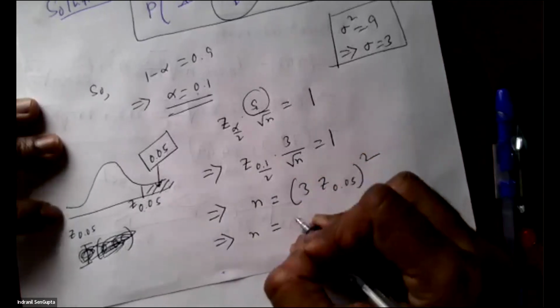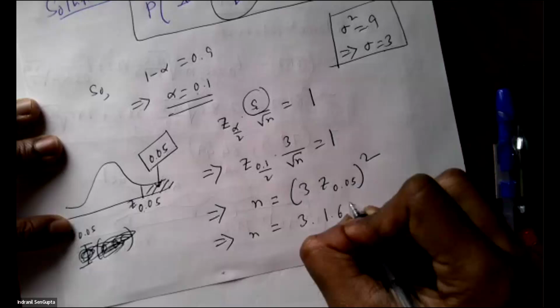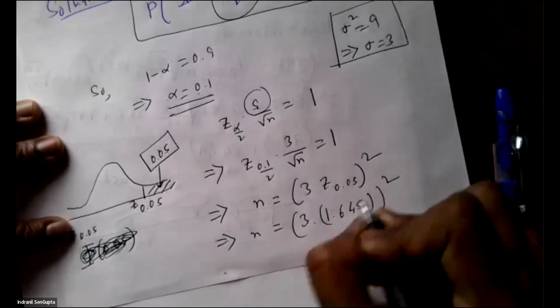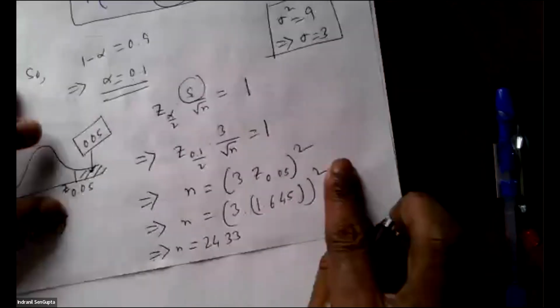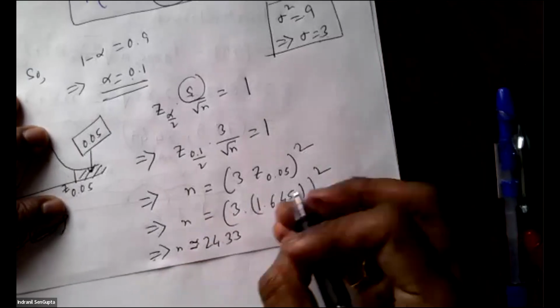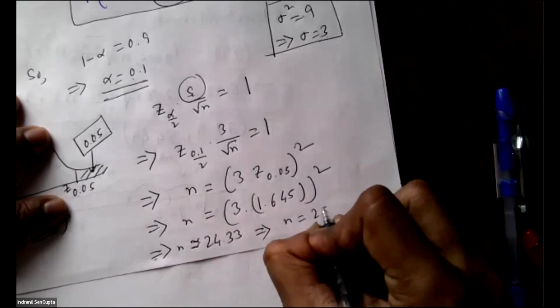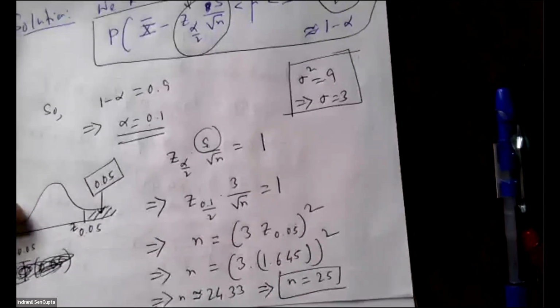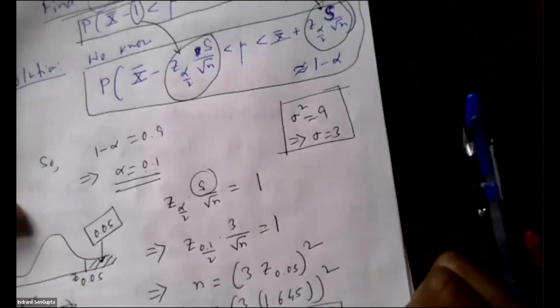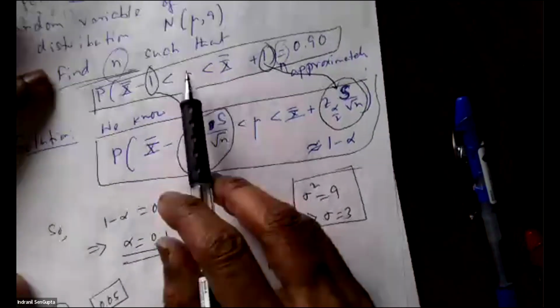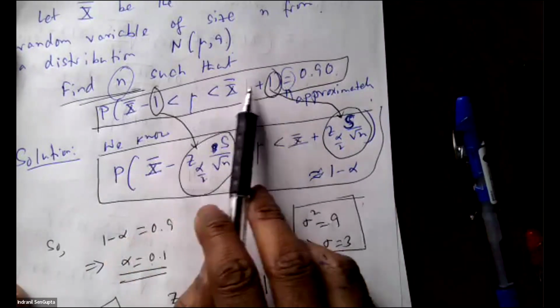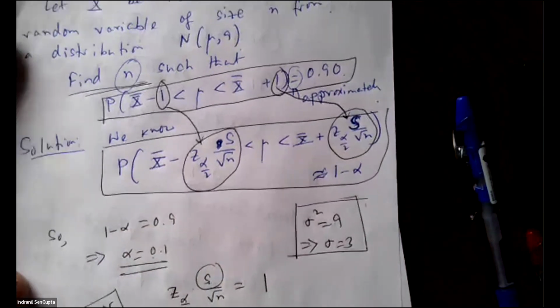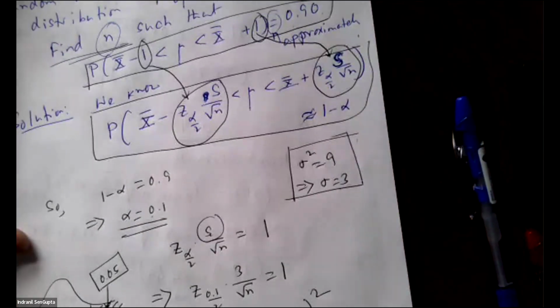From the table we found it's 1.645 squared. So n is approximately 24.33. N cannot be a fraction, so the nearest integer is 25. So if you have a sample of size 25, the probability that the actual value of mu is between x bar minus 1 and x bar plus 1 is 90%. For that, you need 25 samples.